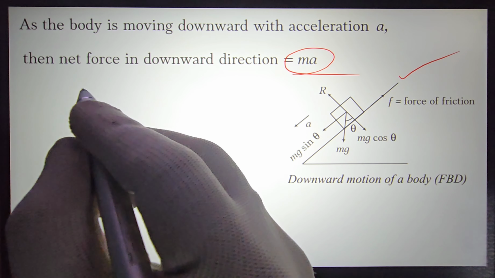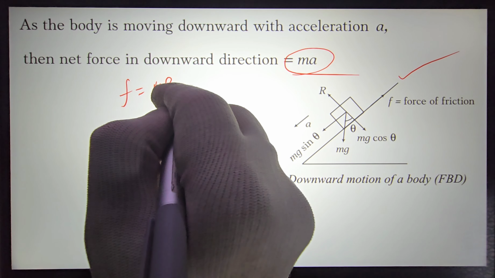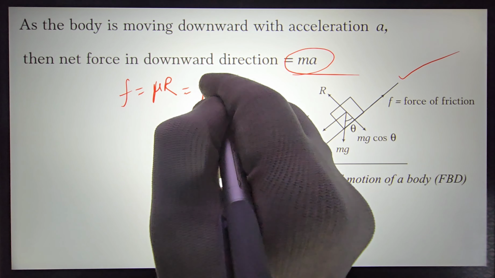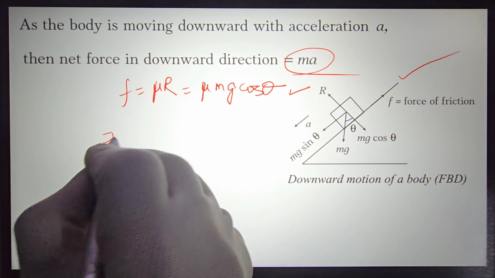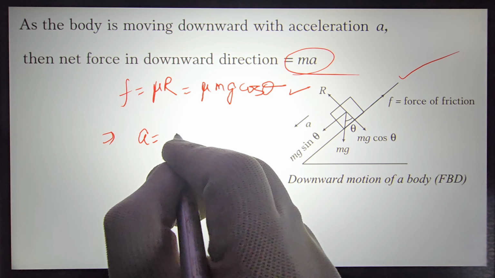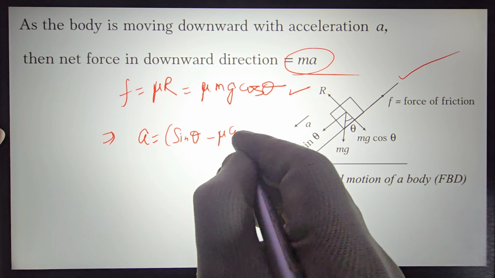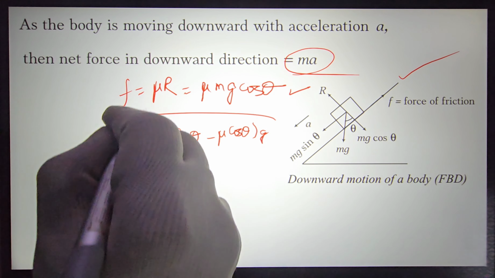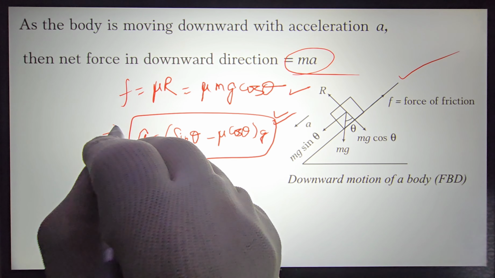Now we know that F is equal to mu into R, which is equal to mu into mg cos theta, right? Therefore we can say A is equal to (sin theta minus mu cos theta) into g. This is an important observation, whenever the body is moving downward with the acceleration A. In that case you can calculate the acceleration, right?